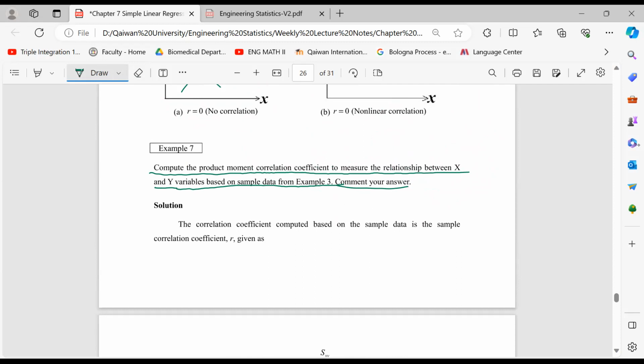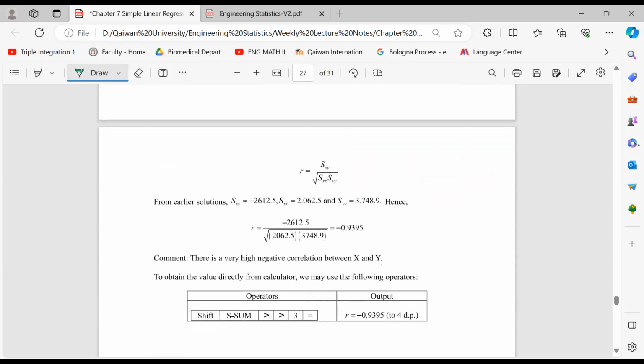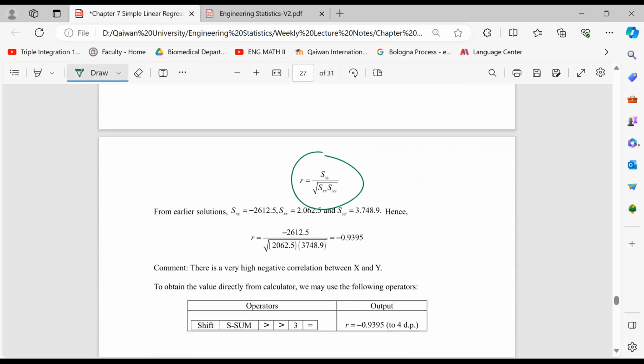Example 3, then the correlation. A correlation depends on these three things. Find this one. It's -0.9. Look, it's closer to -1. So there is a strong negative correlation between x and y. As it's negative and closer to -1, we say there is a strong negative correlation between x and y.